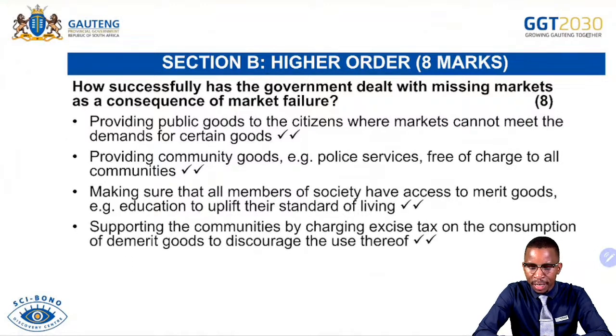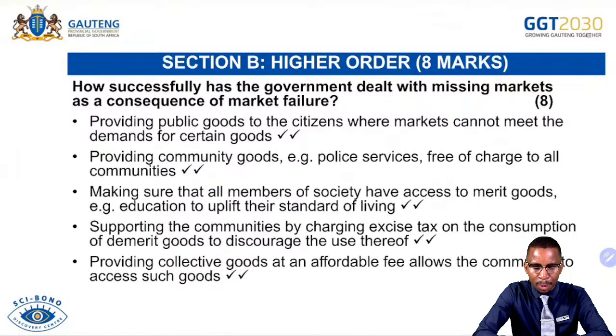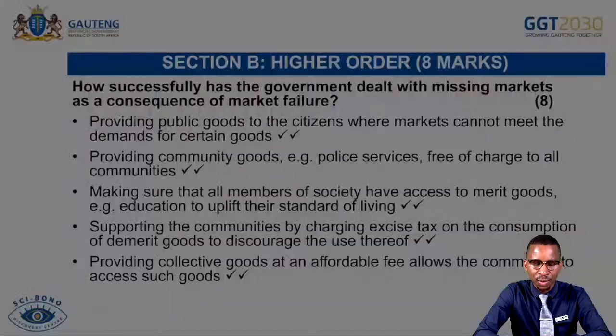Supporting the community by charging excise tax on the consumption of demerit goods to discourage the use of those goods. Providing collective goods at an affordable fee to allow the community to access such goods.